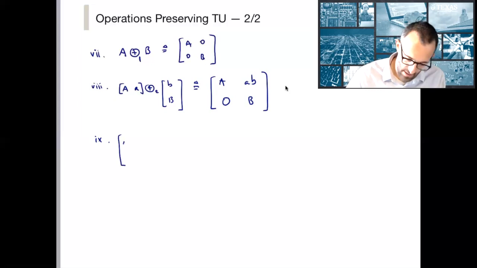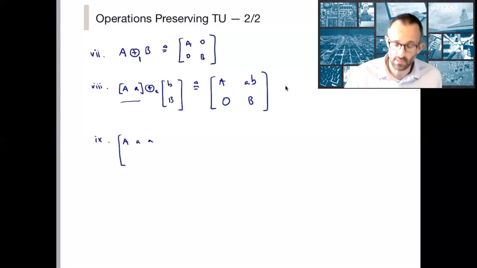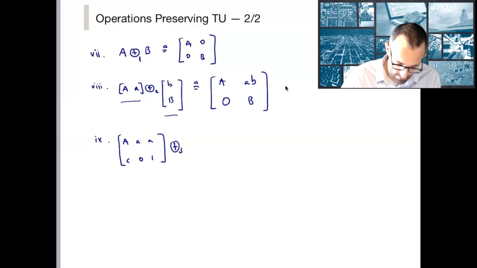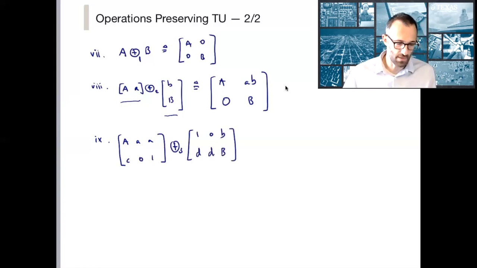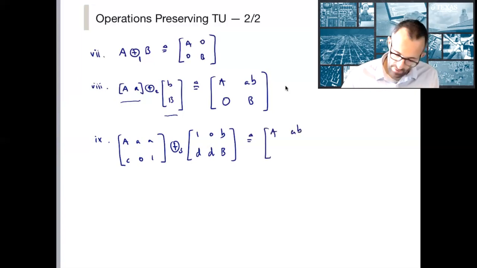The matrix A, so again, why am I writing it this way? I'm saying if this matrix is totally unimodular and this matrix is totally unimodular, then this obtained matrix on the right is totally unimodular. C, 0, 1. Again, all lowercase are vectors of appropriate dimension. So this is A, AB, DC, and B.